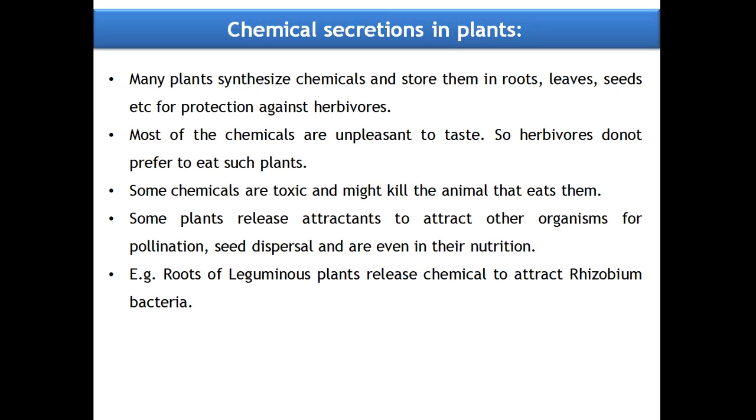Plants synthesize some chemicals and store them in their roots, leaves, seeds, etc. for protection against herbivores. Most of these chemicals are unpleasant to taste, so herbivores do not prefer to eat such plants. Some chemicals are toxic and may kill the animal that eats them. Some animals also do not prefer to eat some plants because of the smell they don't like.